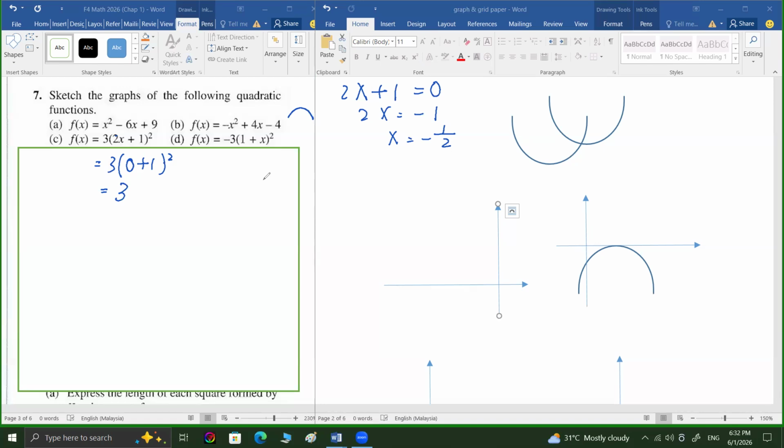Okay? Got it? So class, I repeat, C and D, listen to me, is already factorized. What you need to do is you find the roots. The roots means when y is 0. 2x plus 1 is 0, okay? Now you read the roots. You got what I mean? Okay. So now you get that x is negative 1 per 2 and y-intercept is 3. So you sketch like this.